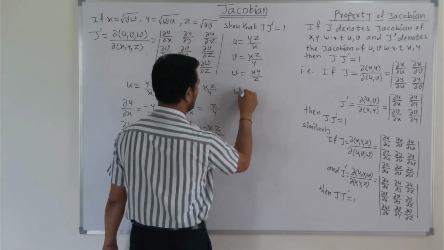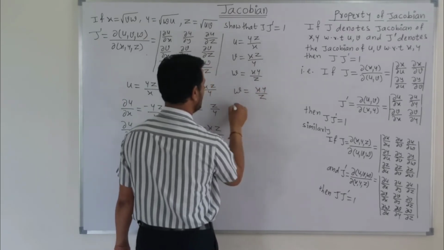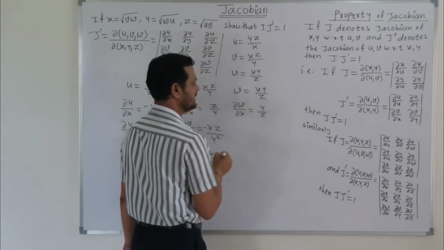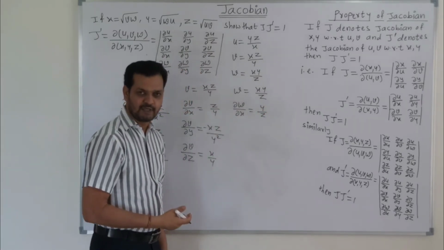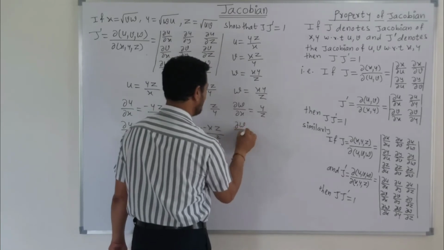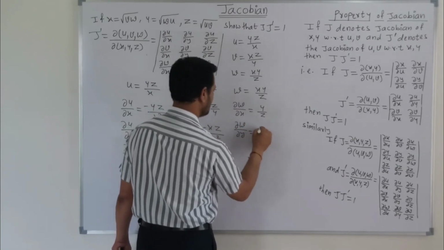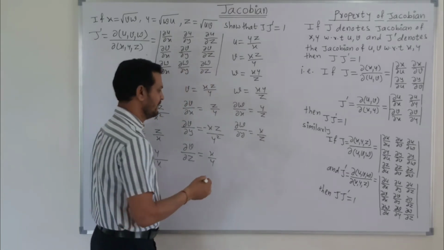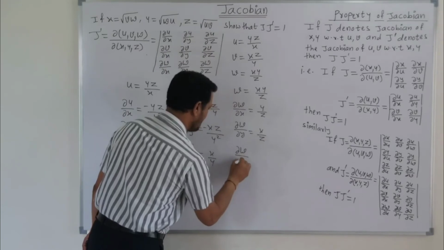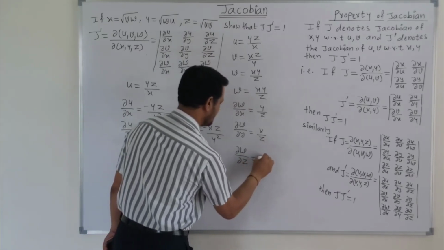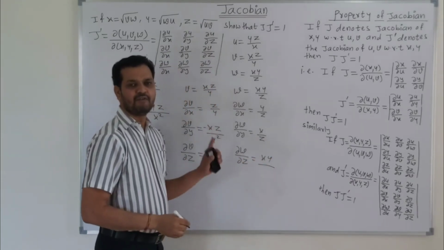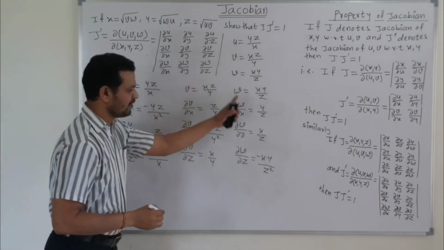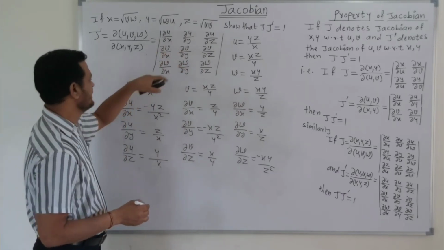So here the value of w is xy upon z. Now take the partial derivative of w with respect to x, then y upon z is constant, derivative of x with respect to x is 1. Partial derivative of w with respect to y, then this is x upon z, partial derivative of y with respect to y is 1. Now partial derivative of w with respect to z, so this is xy, and derivative of 1 upon z is minus 1 upon z square. So in this way we get all the derivatives. Now put these derivatives in this determinant.